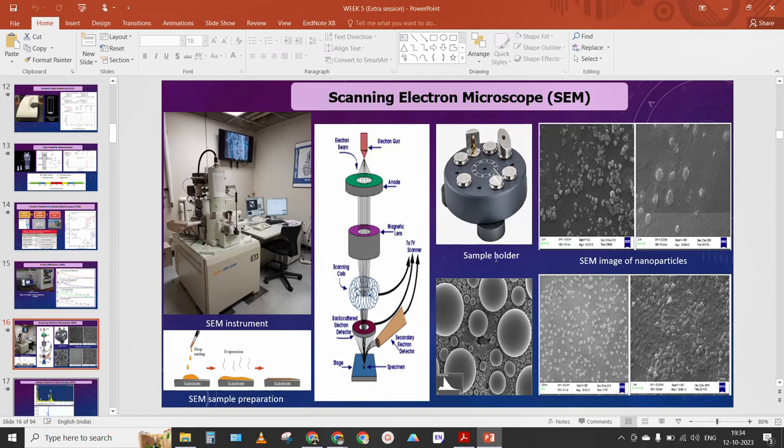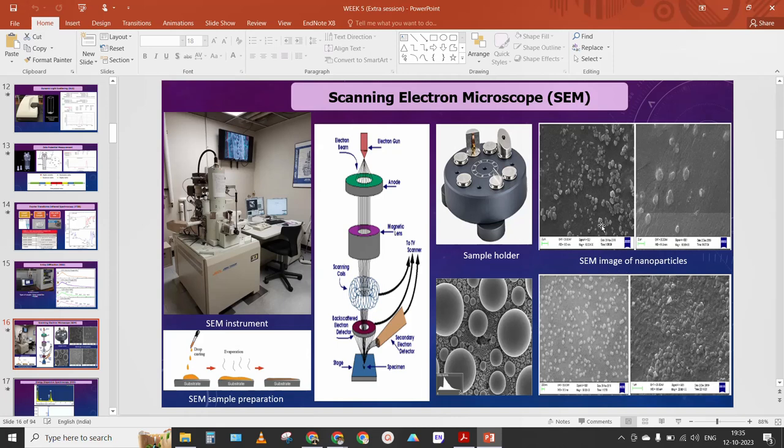What we usually do in SEM, we'll just keep a glass slide of 1 by 1 centimeter square, and we'll place our nanoparticles on that glass slide. Then we'll copper coat or carbon coat or gold coat that nanoparticle sample with some instrument. Then this is a visual representation of that SEM image of nanoparticles.